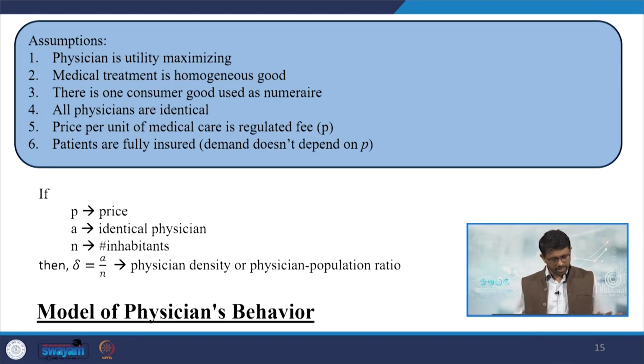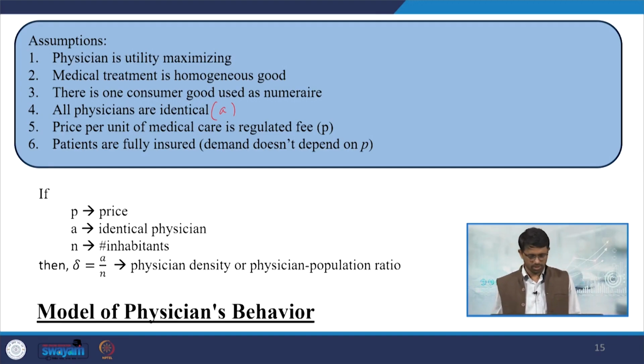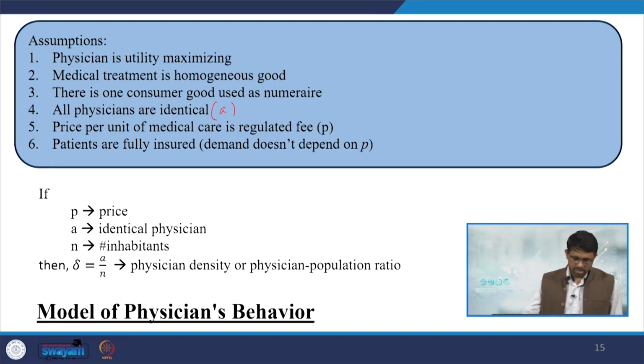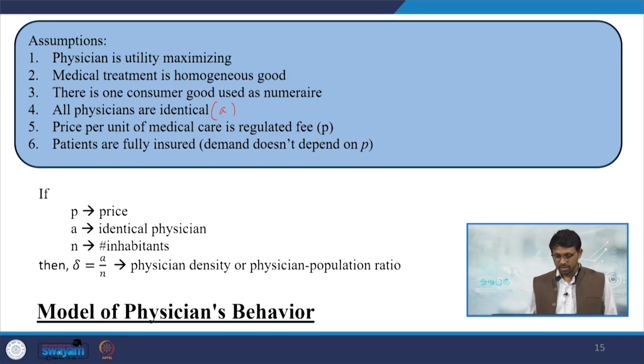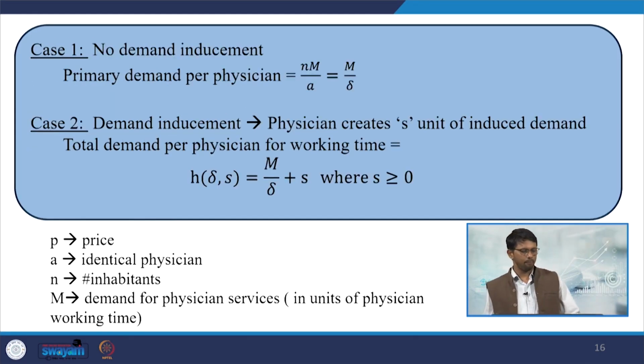So, P stands for price, A will be used as identical physicians. So, this is the A we are going to refer to. Then N is the number of inhabitants, or population, or the patients. Hence, delta stands for density of physicians, or physician population ratio, that is A upon N, physicians divided by population. So, we will be using this in our framework model.